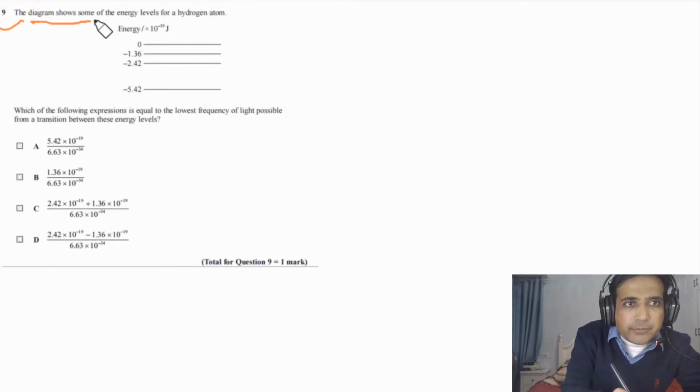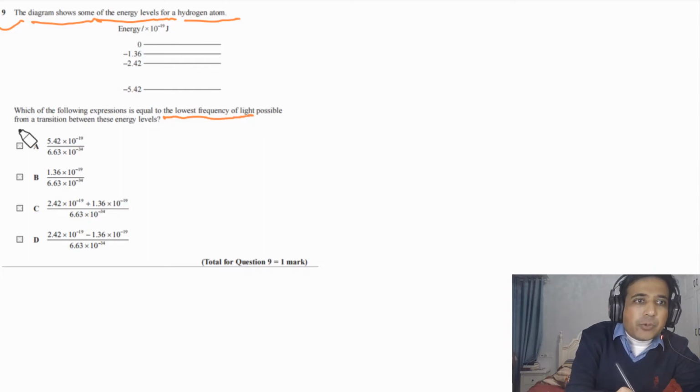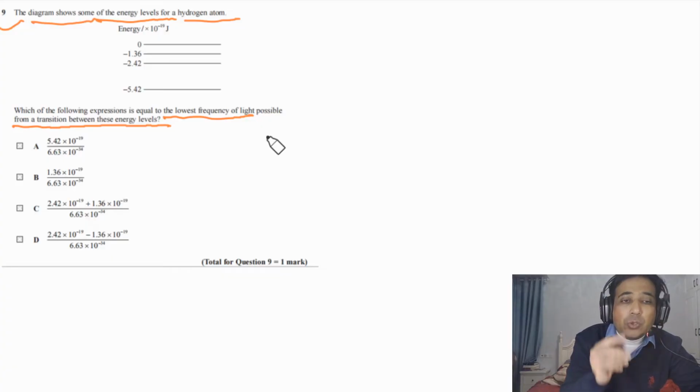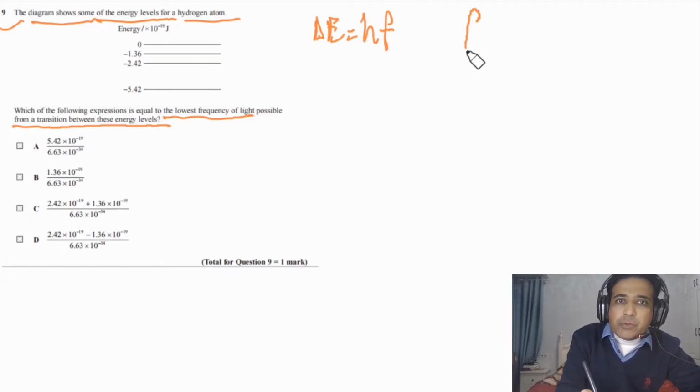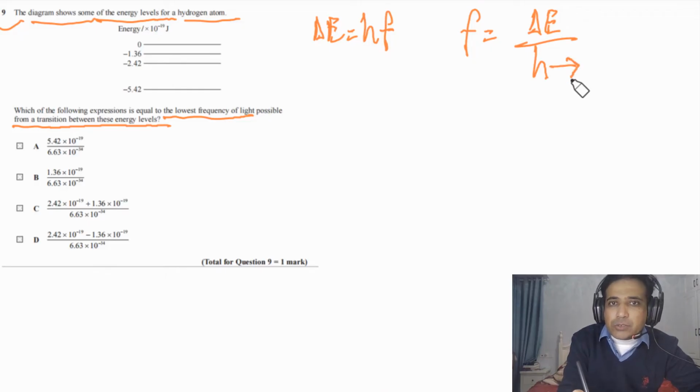Question 9 says the diagram shows some of the energy levels for a hydrogen atom. Which of the following expressions is equal to the lowest frequency of light possible from a transition between these energy levels? Lowest frequency. So we need to understand how energy change is linked with frequency. This is the energy change. From here we can say frequency is equal to energy change divided by Planck's constant. This is a constant, so if this energy is the smallest, this frequency will be the lowest.